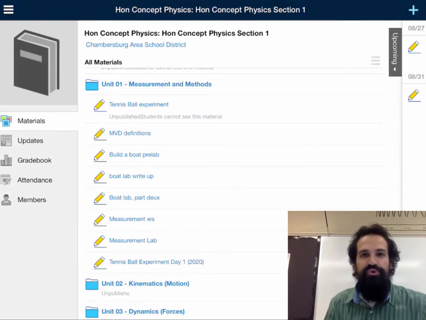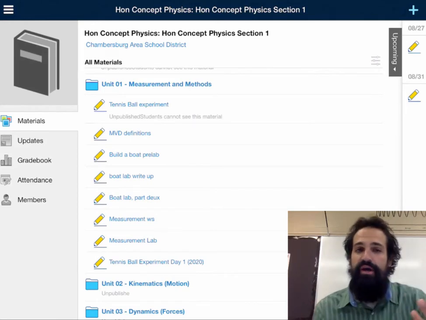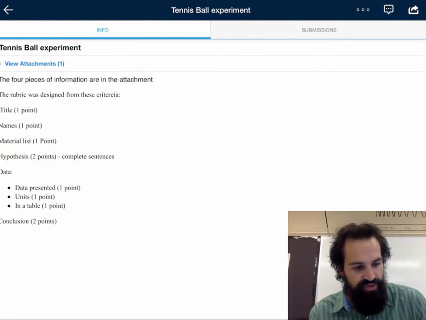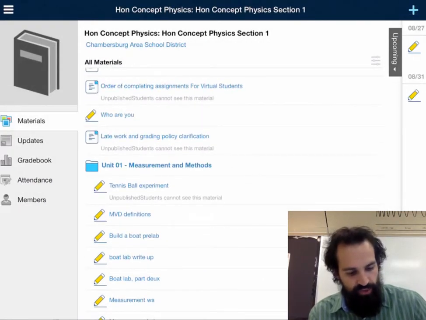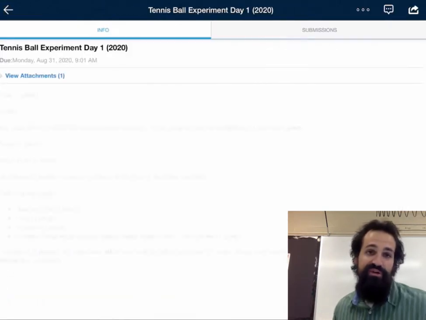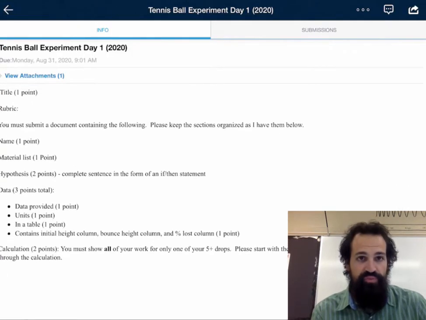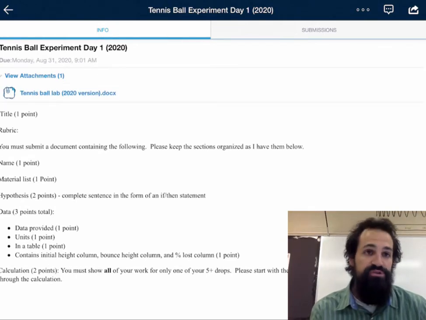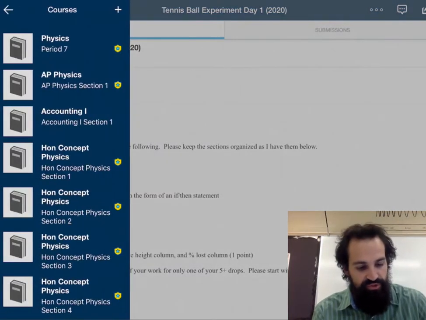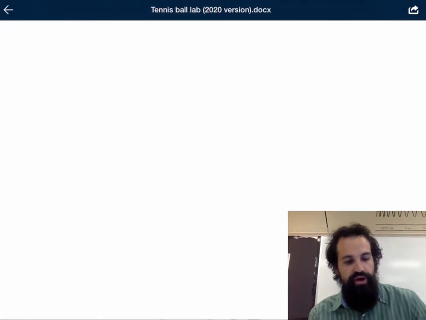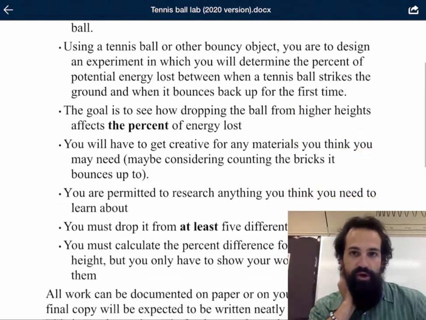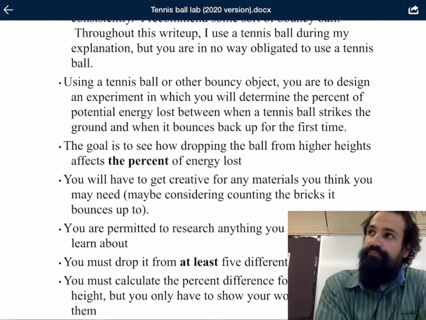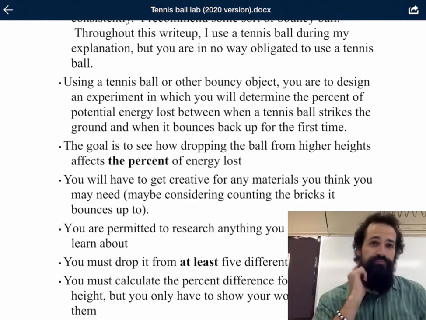So the first thing I'm going to do is pull up the assignment to go through the expectations for the assignment. So to do that, you go into my class, and in Unit 1, there should be Tennis Ball Experiment Day 1. On the front page is the rubric. I'm not going to look at that yet. I'm going to go through the expectations for it first. So if you click View Attachments, you can open up the laboratory right there. So you pull up that document, and all of my explanation and expected procedures are in here.